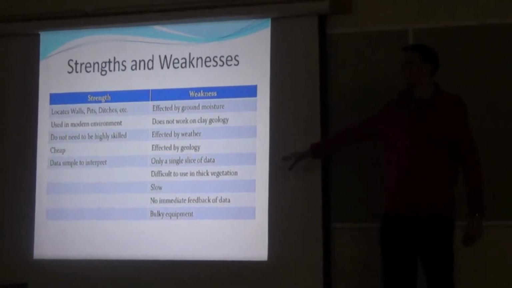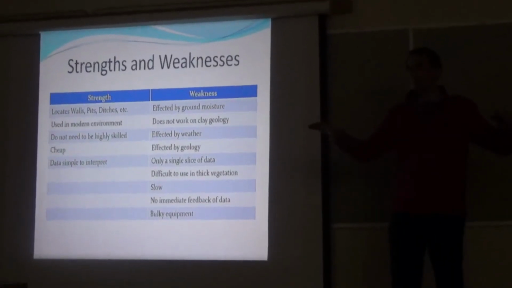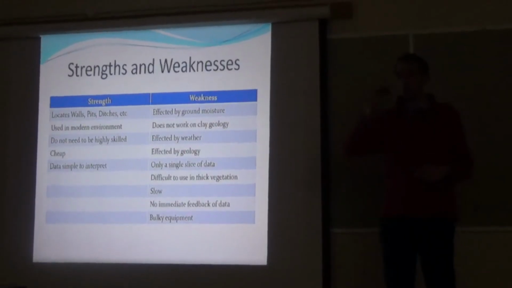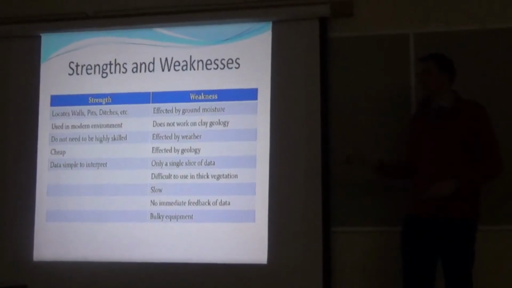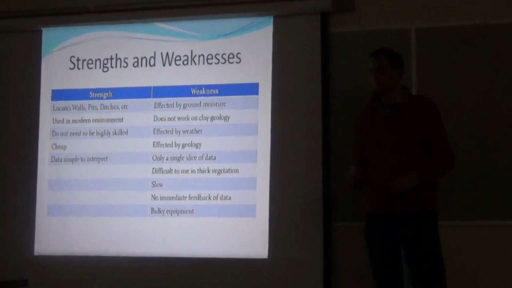You usually only get a single plane of data, so you only see a single flat plane of data. There is a technique you use to get what's called alpha and beta data, so you've got a top and a bottom. It doesn't use a huge amount, unlike some of the other techniques where we can get more than one plane. It doesn't work in thick vegetation.